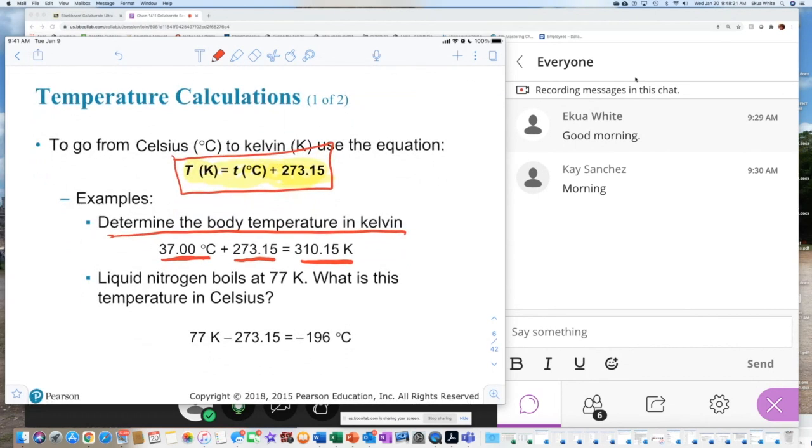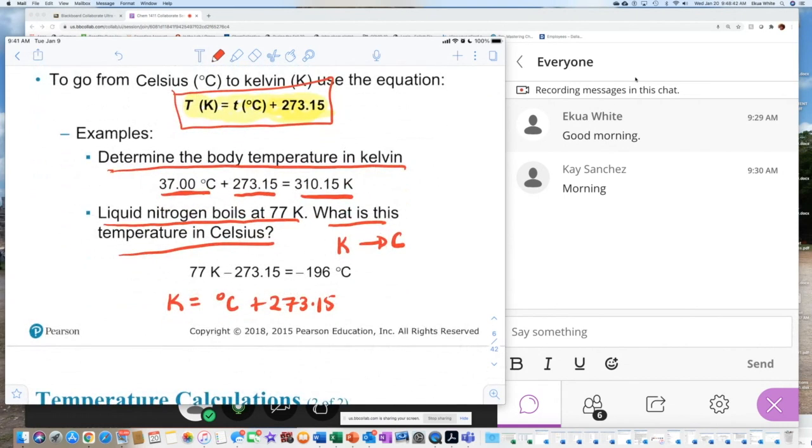Okay, here we're told liquid nitrogen boils at 77 Kelvin. What is its temperature in Celsius? So we're going from Kelvin to Celsius, right? So we know our normal formula is to get to Kelvin, take degrees Celsius plus 273.15. So we're trying to get to Celsius, do the opposite, right? So take Kelvin, subtract 273.15. So we have what? 77 Kelvin minus 273.15. What do we get?